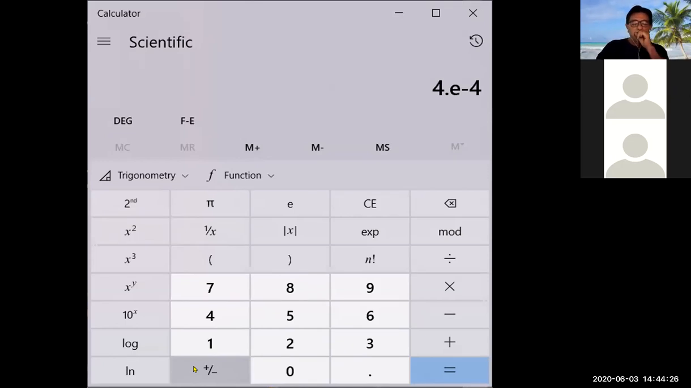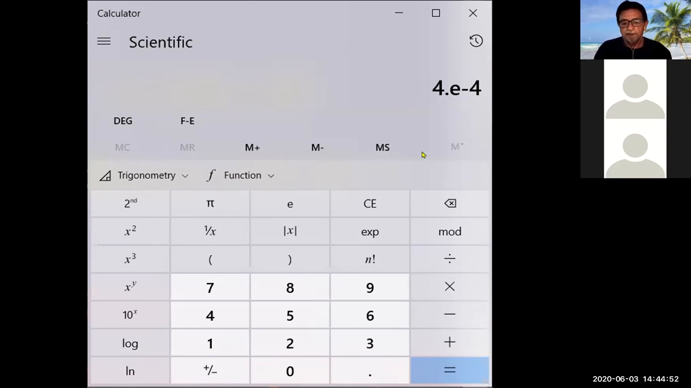Okay. All right. So the point to remember here with your calculator is that the format of the calculator is not the format of scientific notation. So I wouldn't write 4E-4. That would be incorrect. You would write 4 times 10 to the -4. That is the correct scientific notation format.